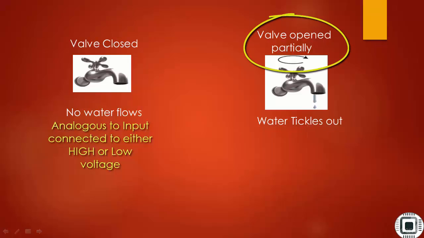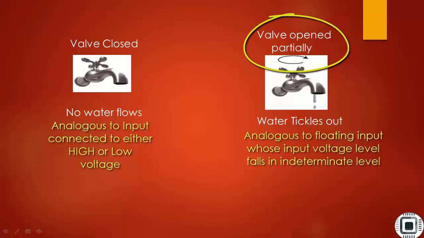Look at this valve. Here water leaks because the valve is partially closed. This corresponds to the floating input, which picks up random voltage which turns on both transistors with resistance. As a result, there will be a small amount of current which leaks from VCC to the ground.